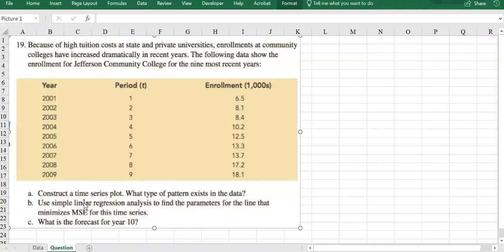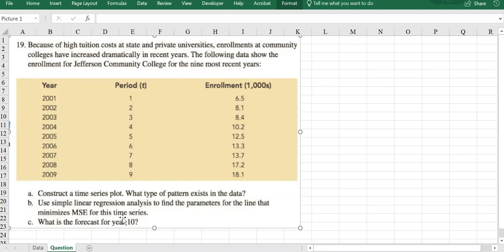And we want to first construct a time series plot, like a line chart, and comment on the type of pattern that exists in the data. And then the next part of the question asks for a simple linear regression analysis to find basically the estimated line that minimizes MSE for this time series.